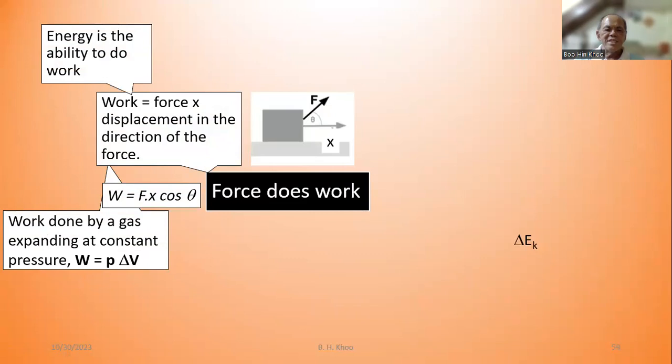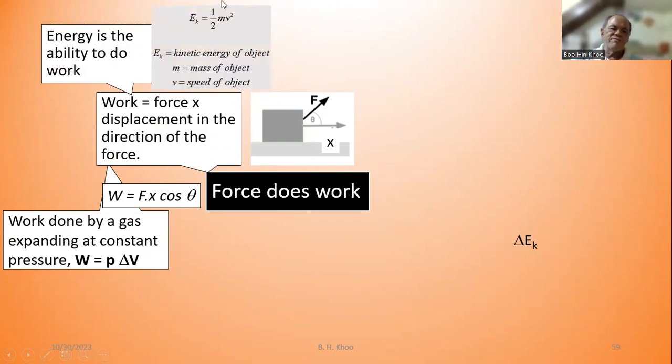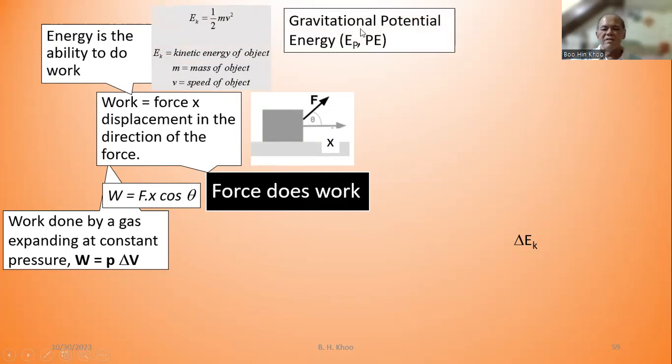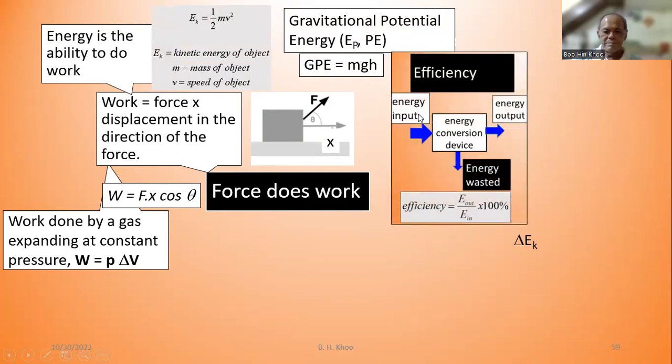And then we say energy is the ability to do work. So anything that has energy, you can let it do work. And we derive the kinetic energy formula. Ek is half mv squared. We derive the gravitational potential energy formula, mgh.